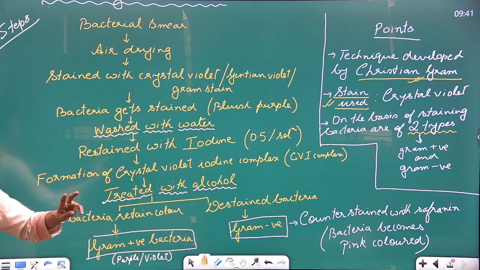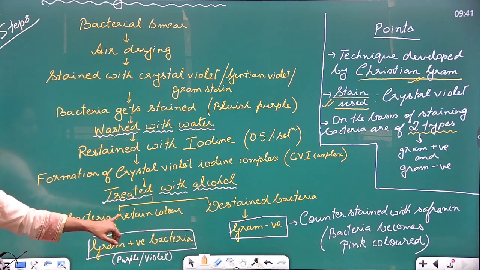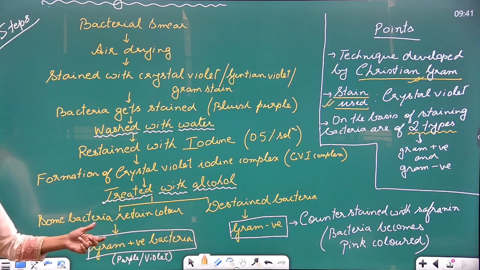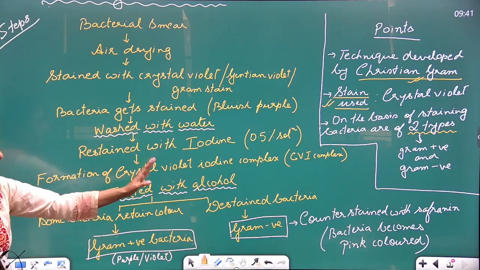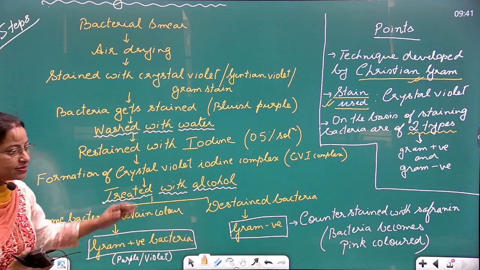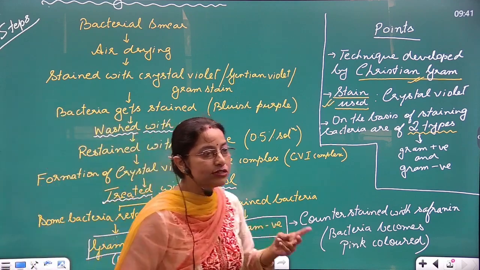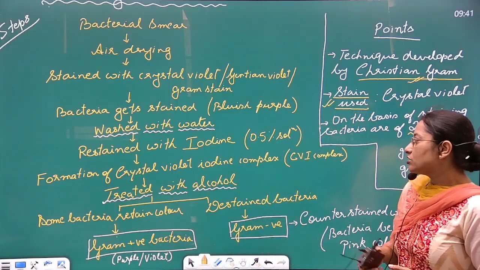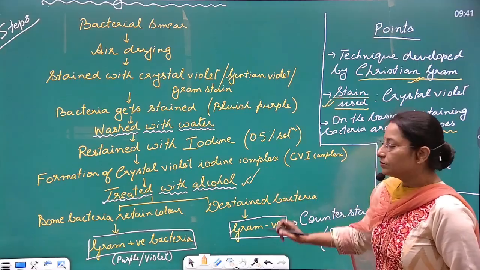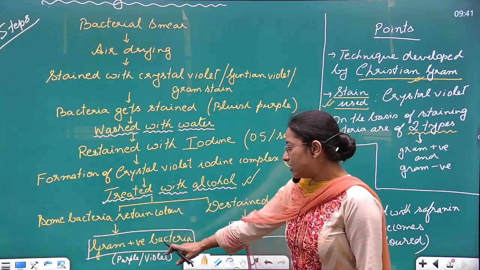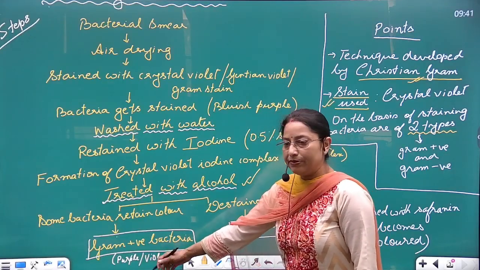Two times, right? You wash it with water. Here we are writing treating with alcohol. That means washing with alcohol also, right? So washing with water or washing with alcohol differentiates gram-positive and gram-negative. Obviously, washing with alcohol. Is the point clear? So how many times has the washing been done? Two times. The first time you wash it with water. The second time you wash it with alcohol. And those that retain the color would be gram-positive and purple-violet in color.